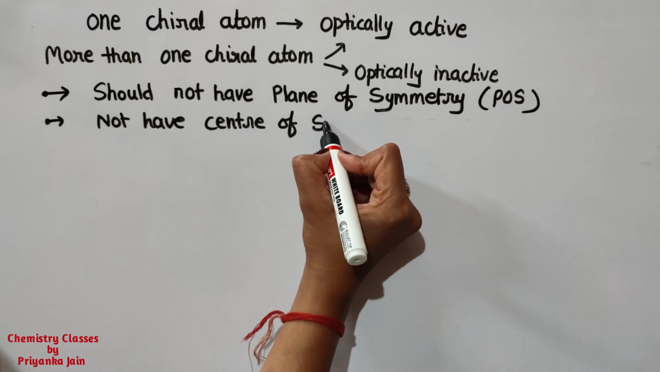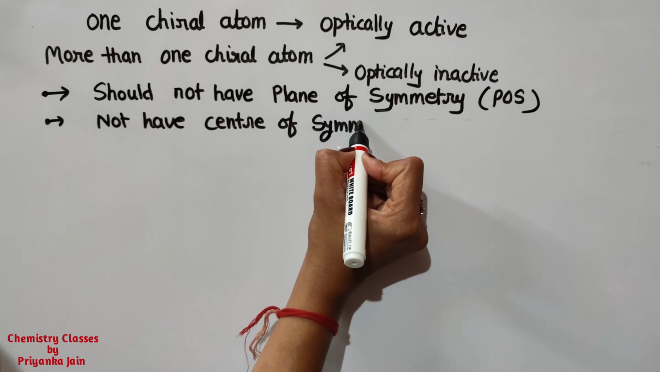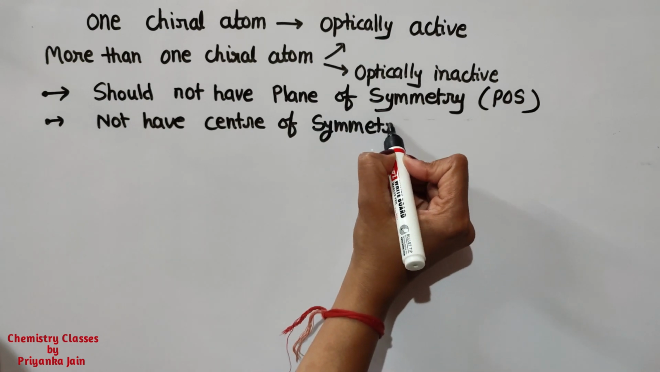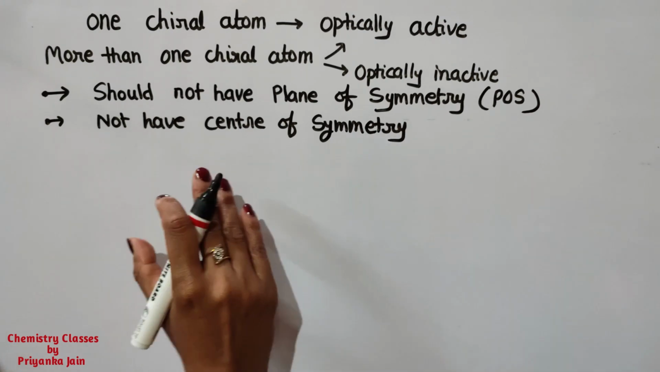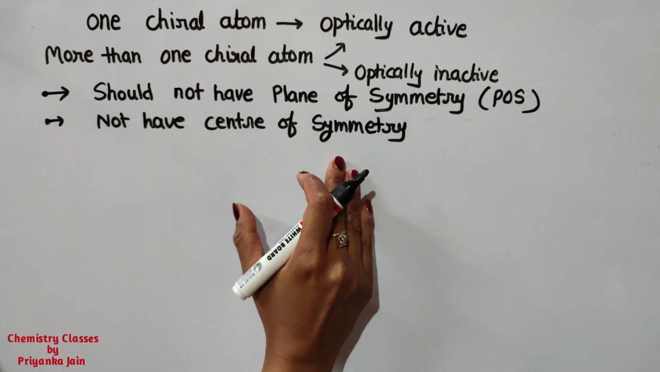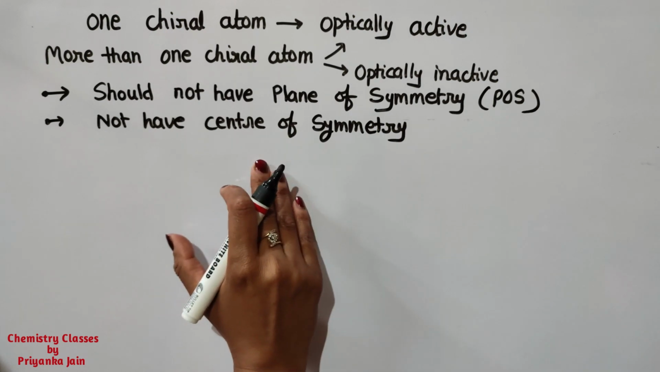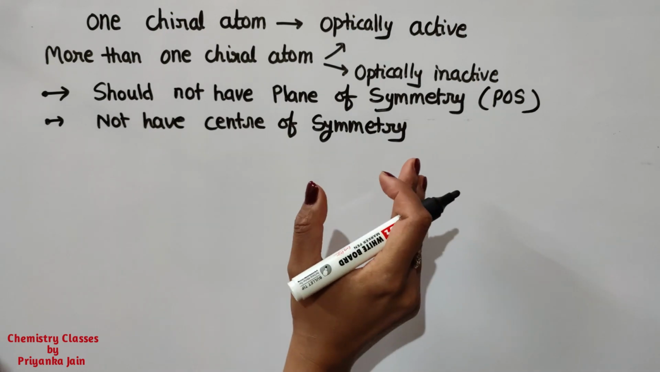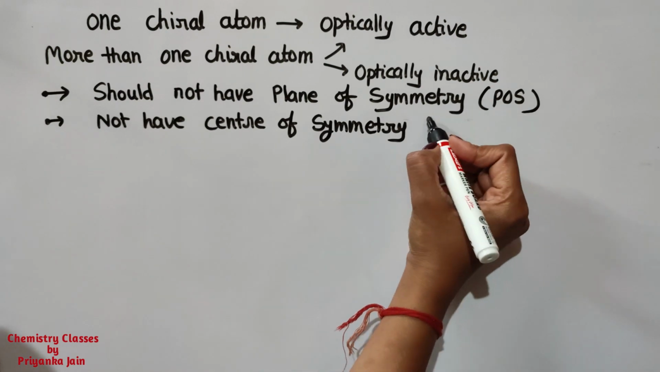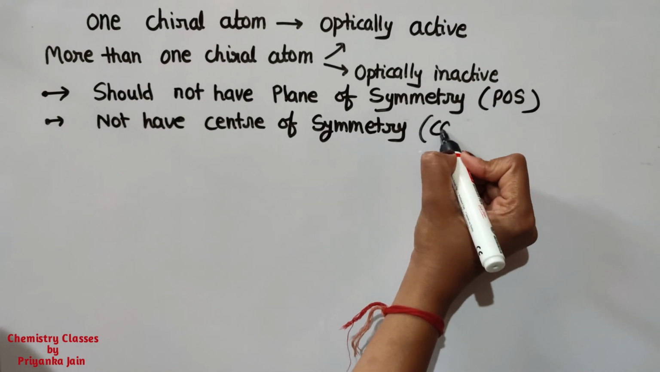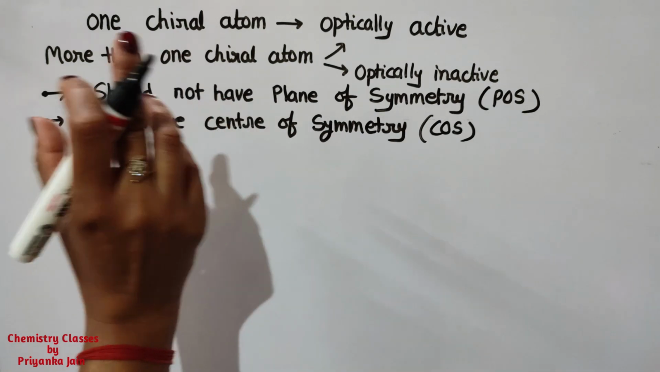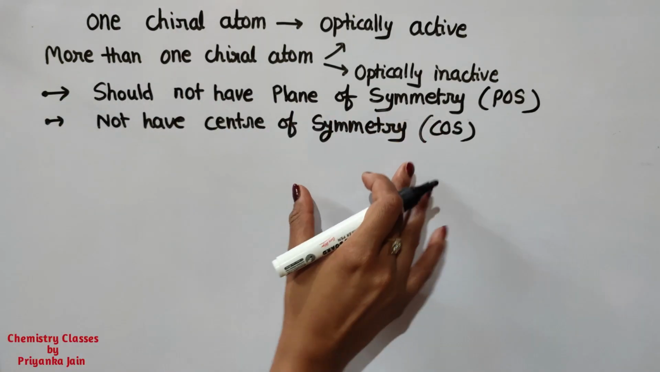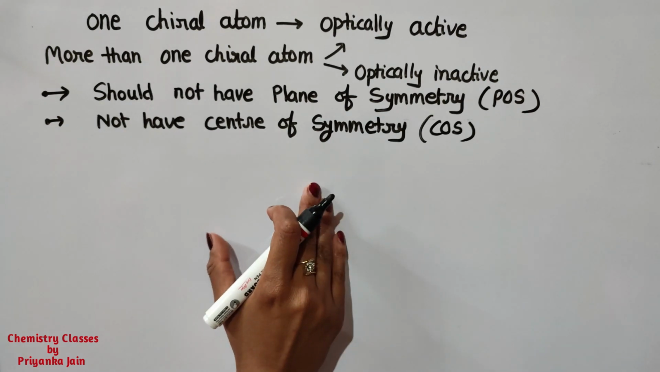About the plane of symmetry and center of symmetry, I have told you in our video of the symmetry elements and symmetry, all the things about the symmetry elements, and I have already made several videos of the group theory, so you can watch those videos, right? Here you should remember that if a molecule is optically active, then it will not have a plane of symmetry and a center of symmetry, right?